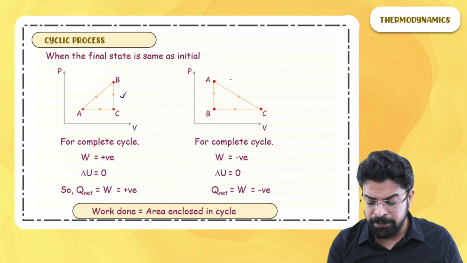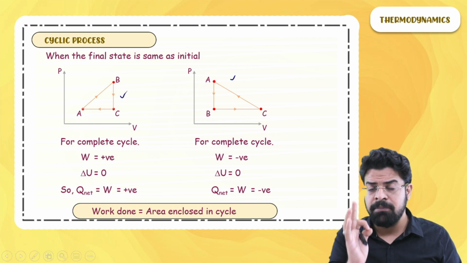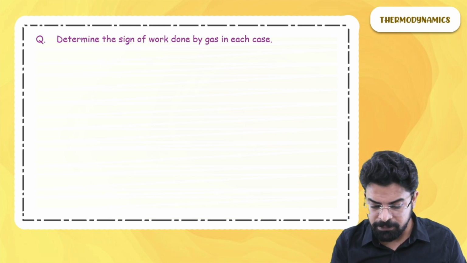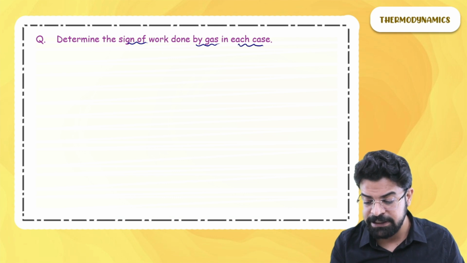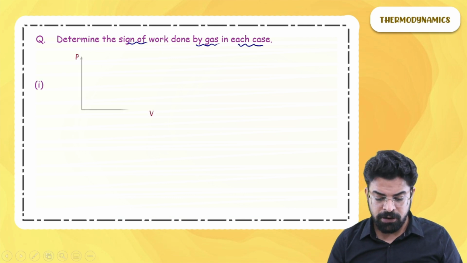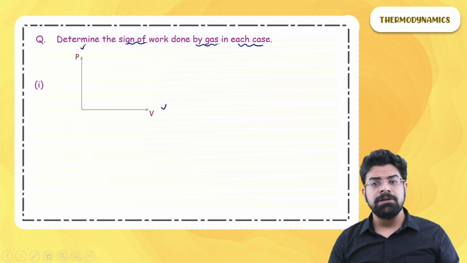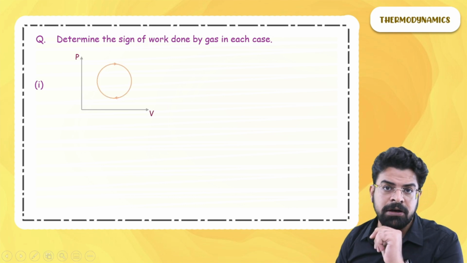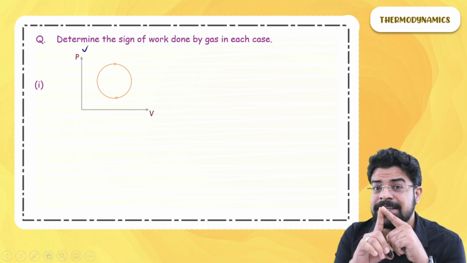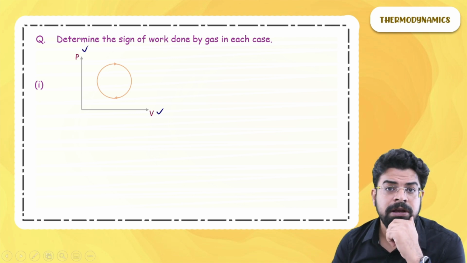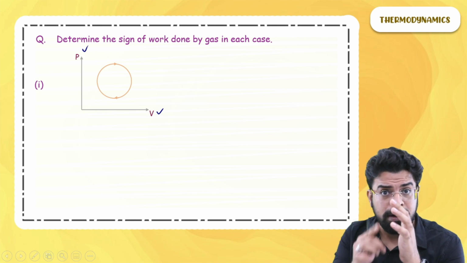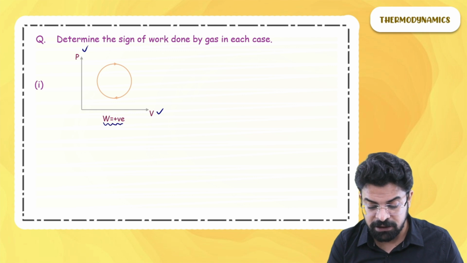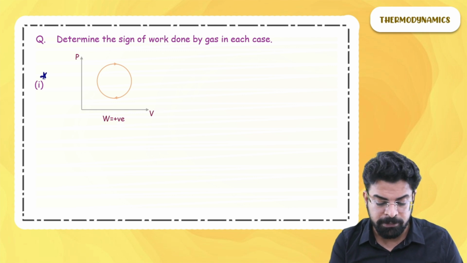So as to remember under which case the work done by the gas is positive and in which case negative, let's practice this question. Determine the sign of work done by the gas in each case. The first case, you have got a PV graph with a clockwise cyclic process. On the PV graph, with P on the y-axis and V on the x-axis, a clockwise cyclic process gives positive work done. You just need to remember this case.